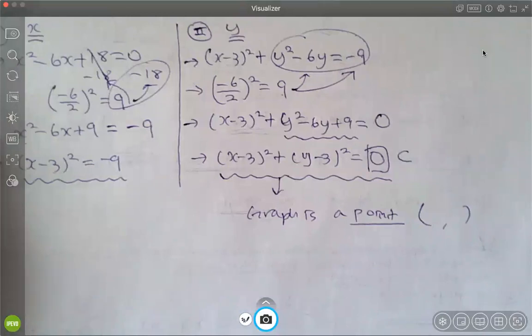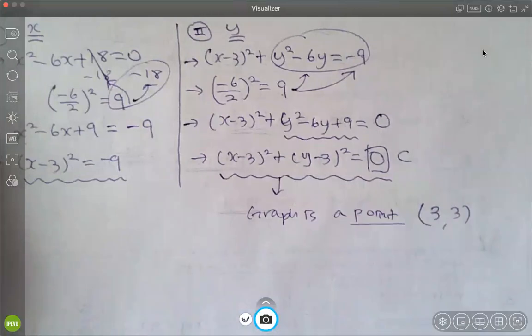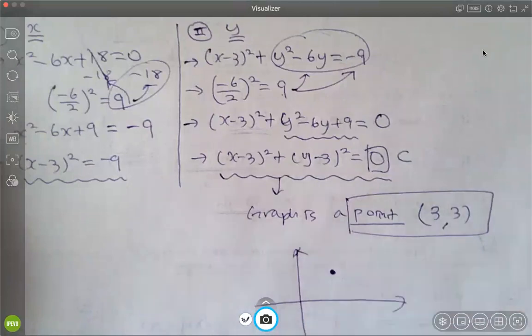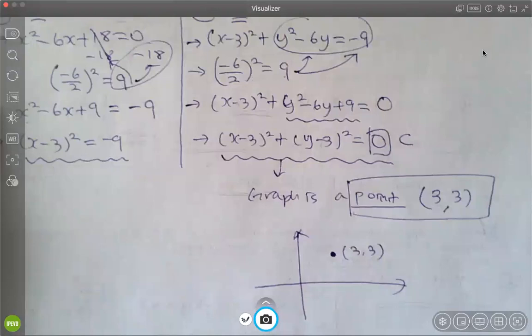Give me 0.3, 3, yes. Do you see why? That would be the center of this circle, right? If this were a circle, okay, that would be the center, right? So that is the graph. On the XY plane, here is 3, and that's the graph. That's all. So it's the circle with like 0 radius, basically.